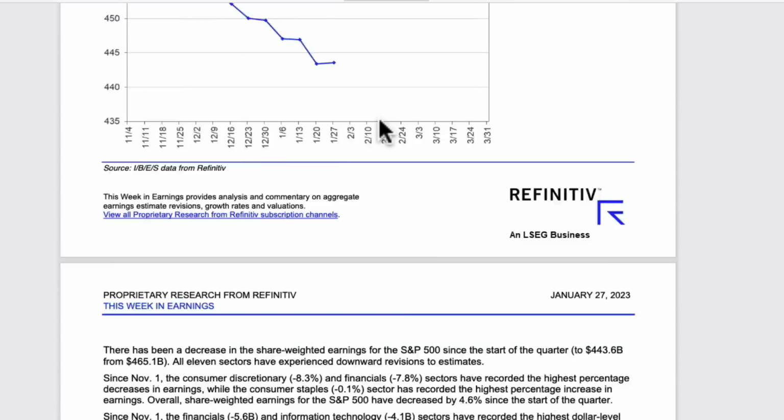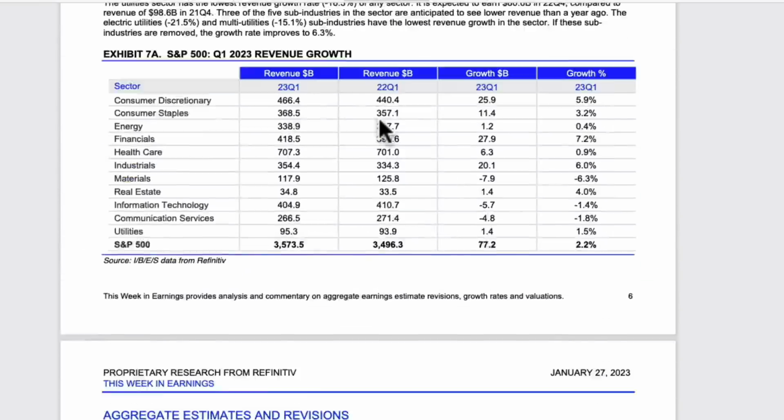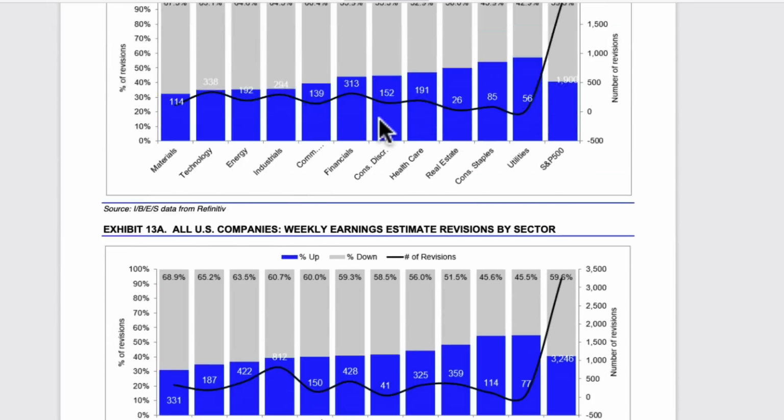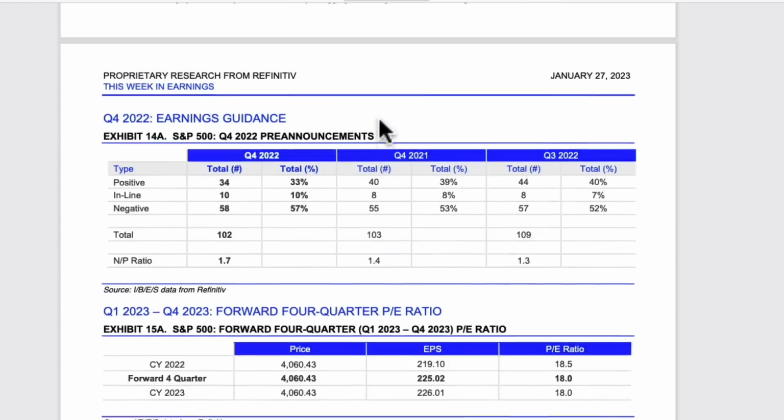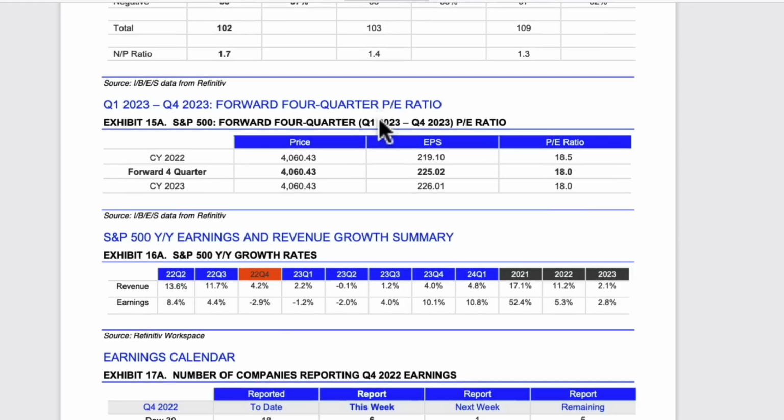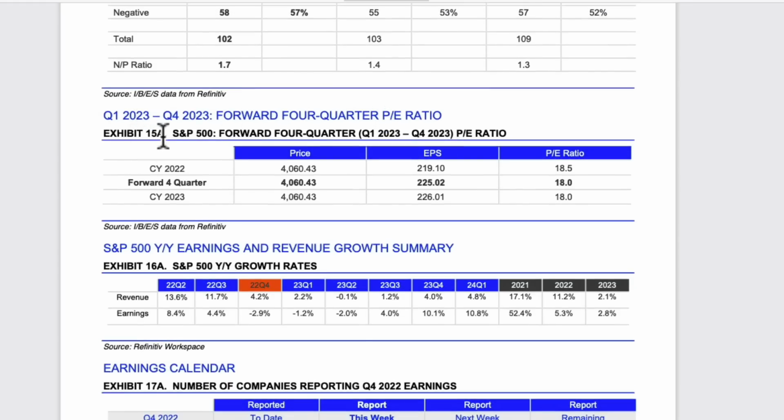Let's go right to page 10 here. I think it's on page 10, Exhibit 15A. Notice the forward 4 quarters, Q1 2023 to Q4 2023, which is calendar year 2023. And the question was, how come these 2 are not the same? I think that one of these is lagging by a week, the forward 4-quarter estimate is lagging by 1 week.